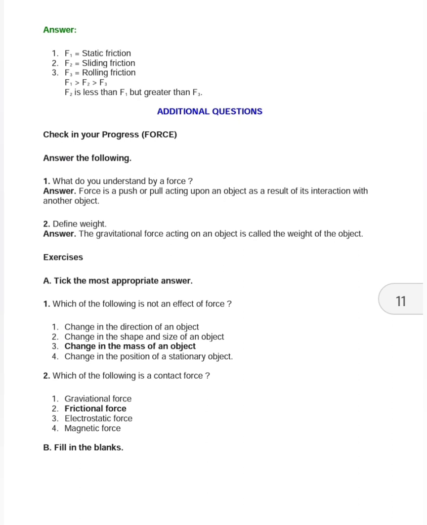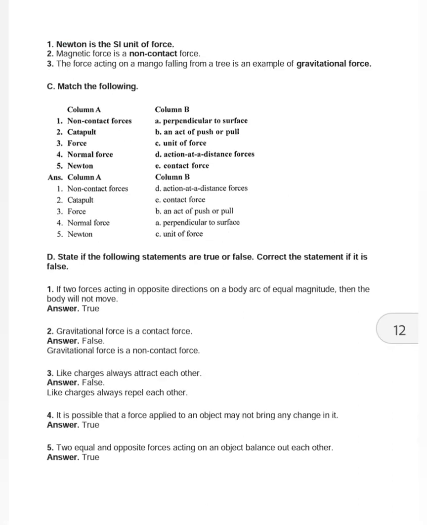Now here are some additional questions given to you. Please make a note, children. Please read these questions one by one. Make notes in your notebook or you can even write them. Read your chapter properly, understand the concepts and do go through these questions. These are important questions. Just go through these additional questions, read them, understand them, learn them, practice them, and they are for your reference.